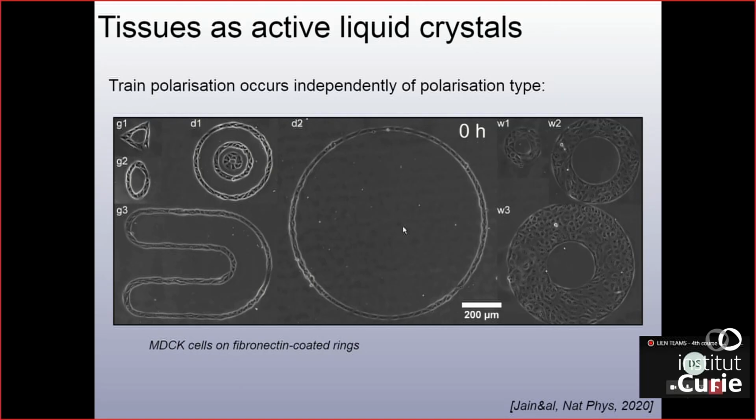Okay, and to show also, you can imagine what's going on here. Here they have cultured the cells on different substrate with different shapes. And no matter the shape of the substrate, because of course it's not the fact that it's a ring that matters, this train of cells synchronize, and then they all start to rotate with constant velocity on the ring.